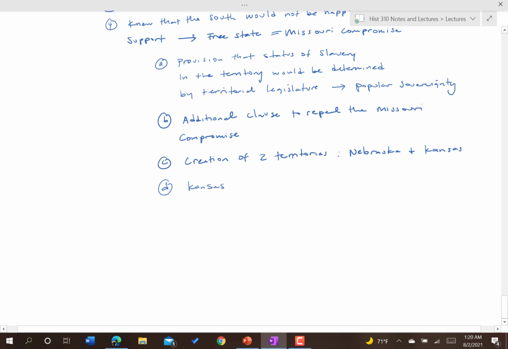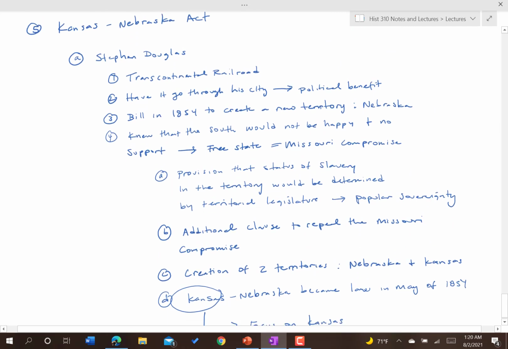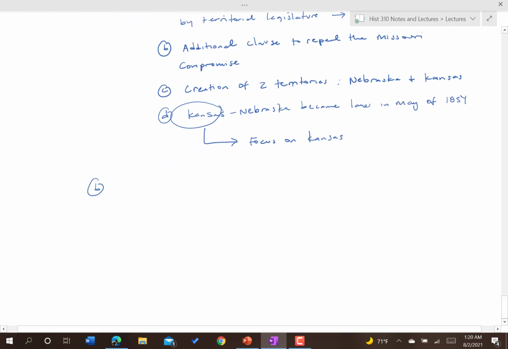The Kansas-Nebraska Act was passed and became law in May of 1854. So again, Nebraska really wasn't the issue. It was all going to come down to a focus on Kansas. That is where the potential for having it be a slave state. So this leads to Bleeding Kansas.